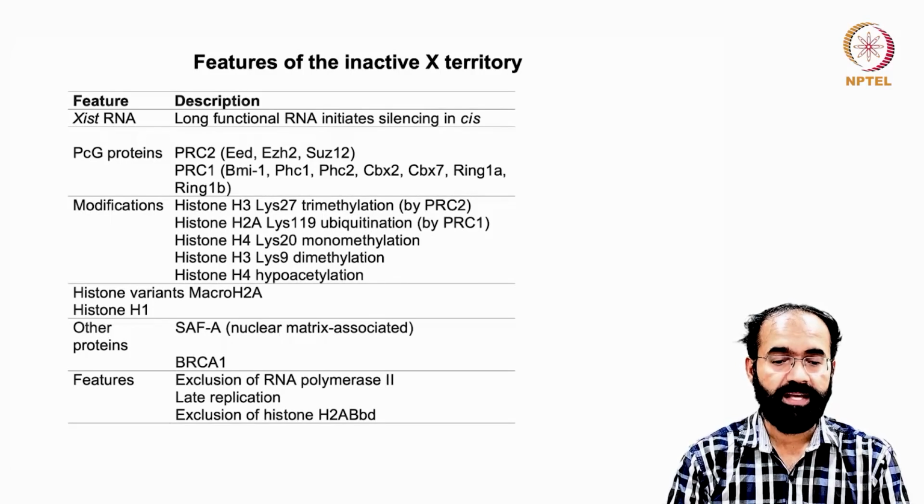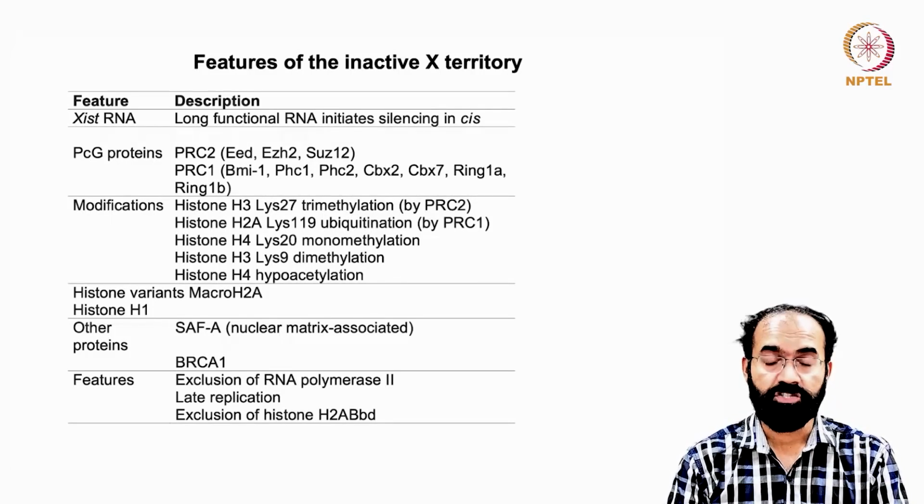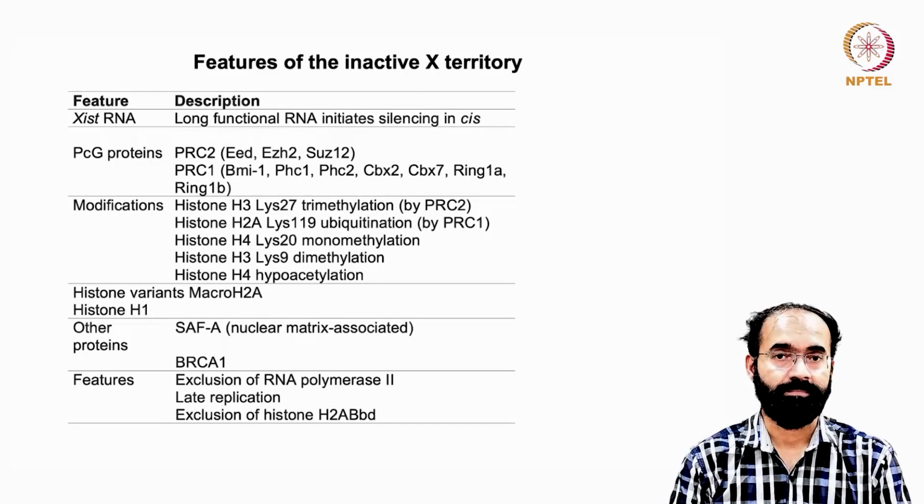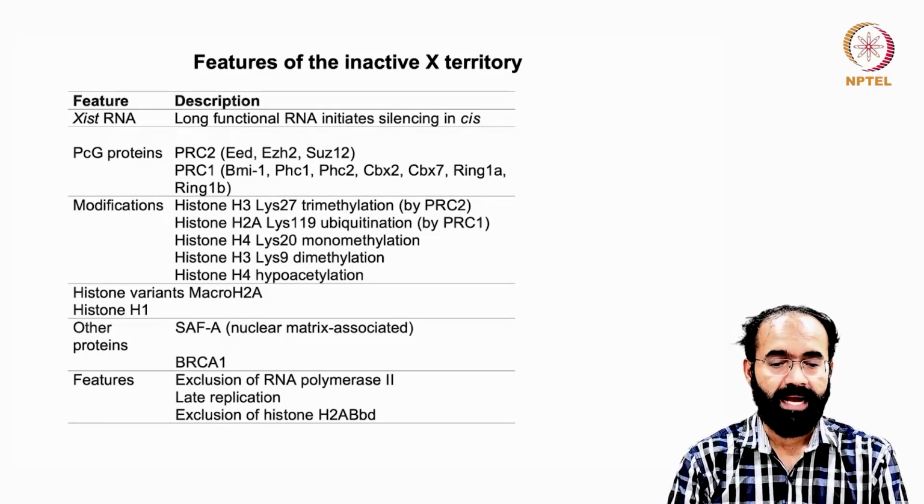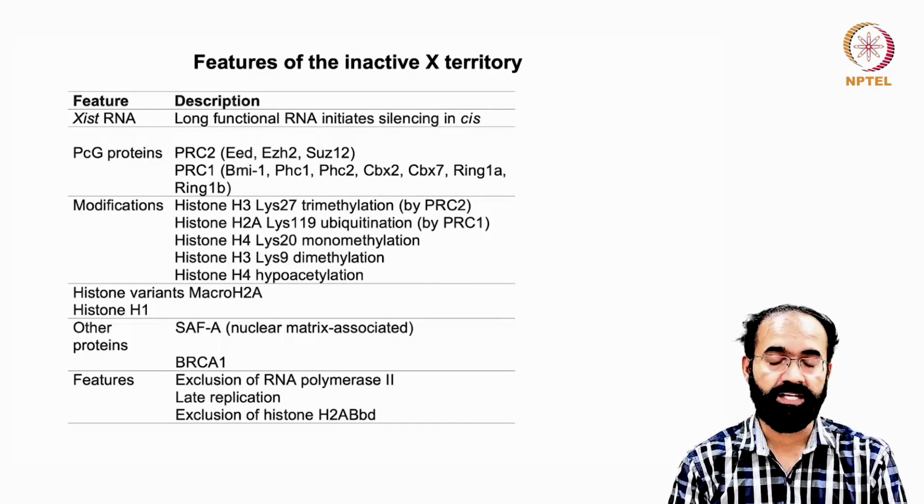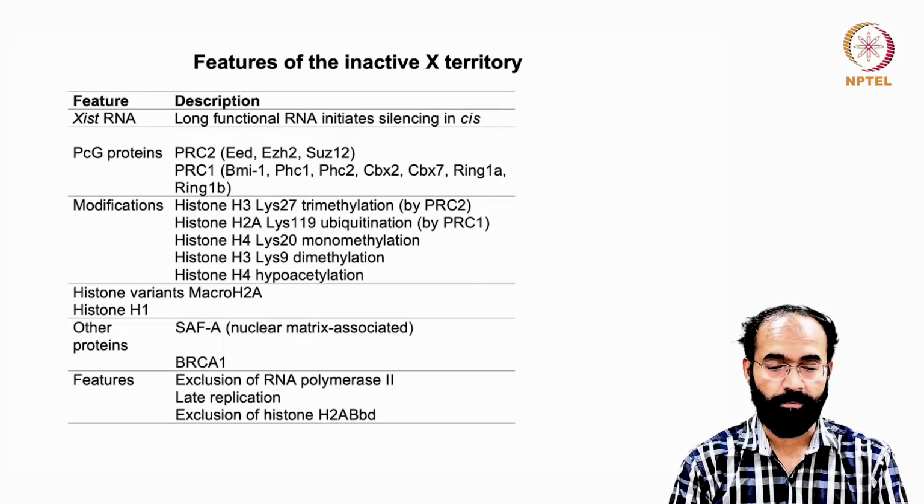The histone variant macroH2A is specifically seen in the Barr body, or inactive X chromosome, and histone H1 is another feature seen associated with the inactive X chromosome. And there are other proteins such as SAFA, a nuclear matrix associated protein, and also BRCA1, which is also seen to be associated with this inactive X chromosome.